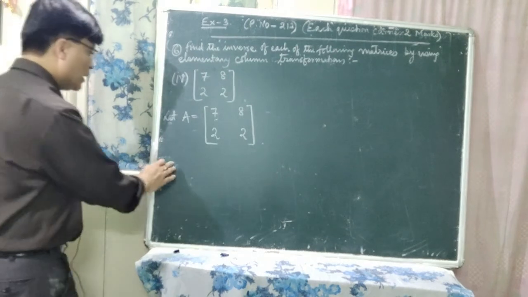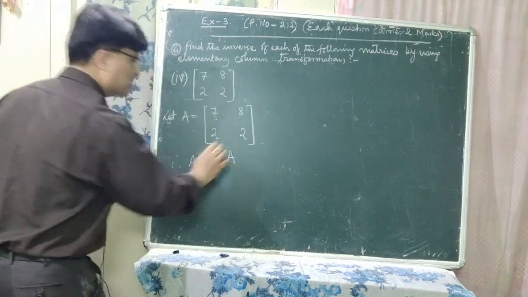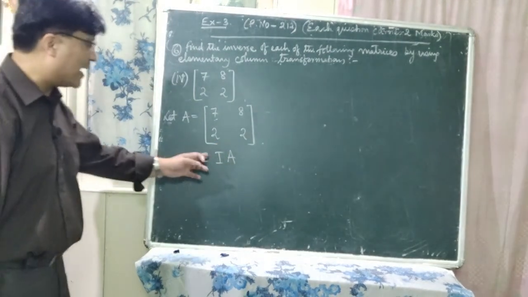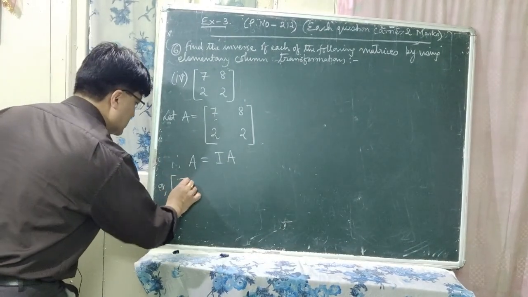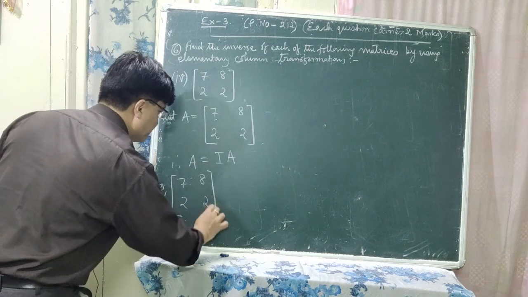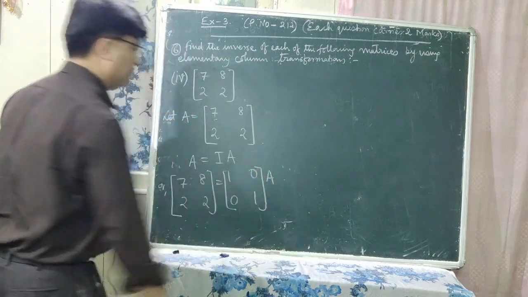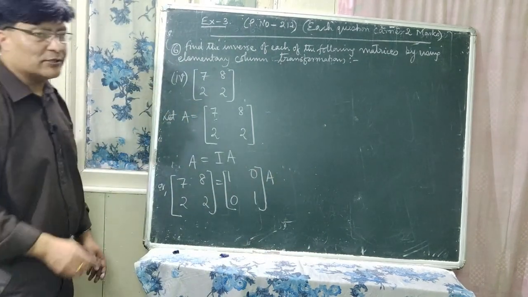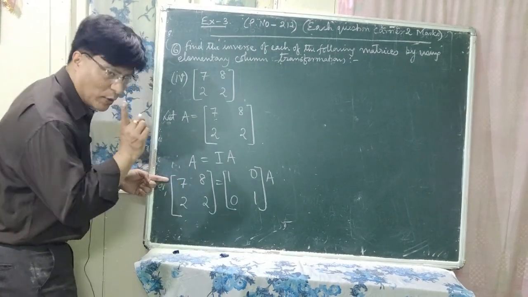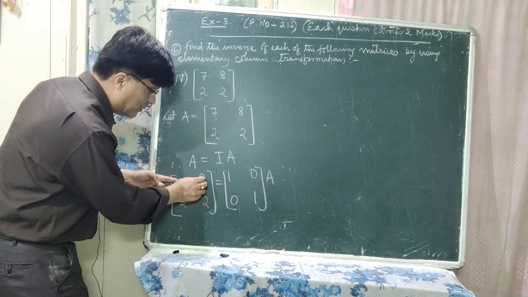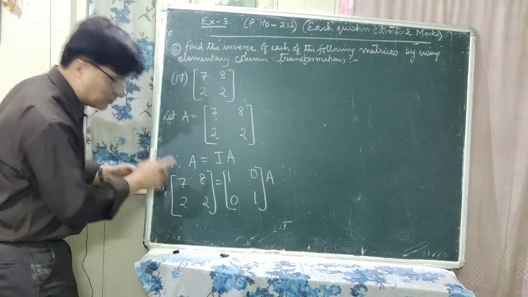Okay, now let us write down this formula, that is I is equal to IA. You know that, isn't it? This is from the properties of matrix, that I dot A is equal to A. So first of all, what is A here? It is [7 8; 2 2]. Then what is I? [1 0; 0 1], and this is your A. So now what will you do here is, using elementary column transformation, first of all you have to make this 7 one, then you have to make this element 0, then you have to make this element 1, then you have to make this element 0.